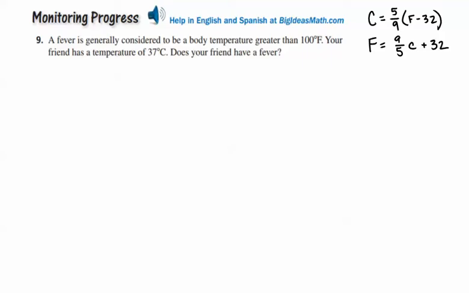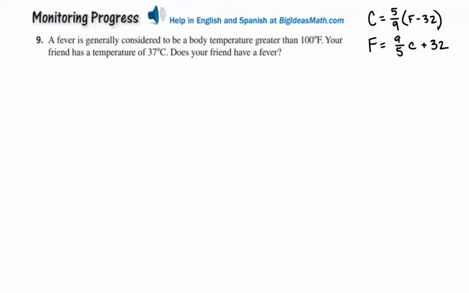Okay, in this video we're going to take a look at a temperature problem. Again, a fever is generally considered to be a body temperature that is greater than 100 degrees Fahrenheit. And your friend calls you from some other country and says, hey, my temperature is 37 degrees Celsius on their thermometer, and wants to know, do you think that that's a fever?